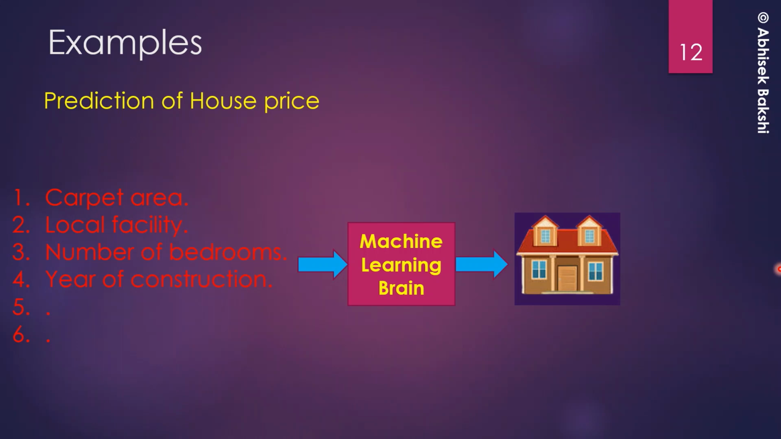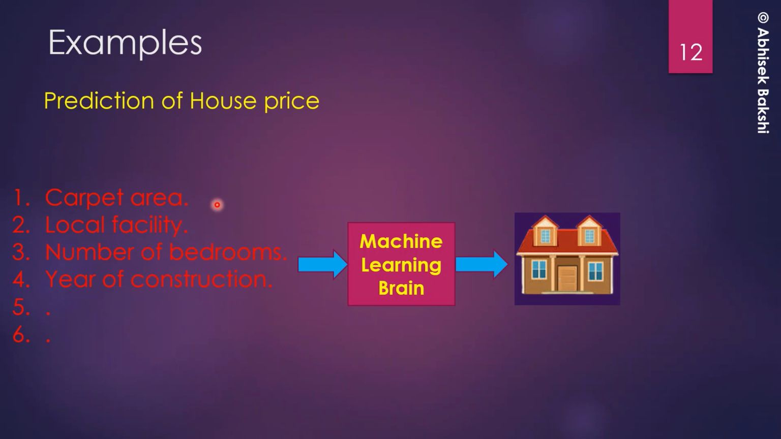As you can see on the left hand side, it gives the carpet area, local facility, number of bedrooms, and year of construction. These are very important properties to determine what the price of the house should be, right? Technically this is what we call features. So here we can see at least four features which represent one single object, that is a house.